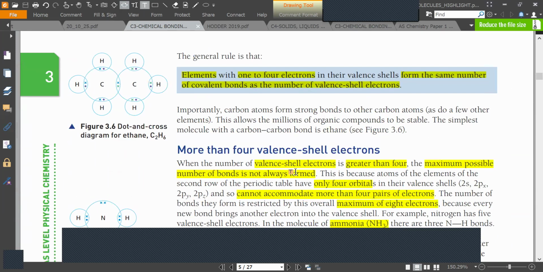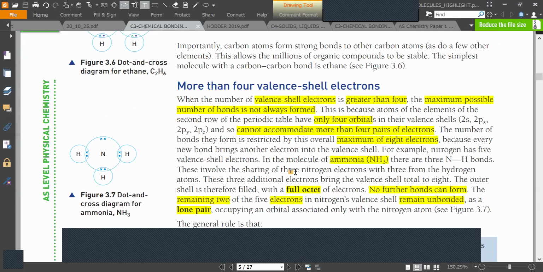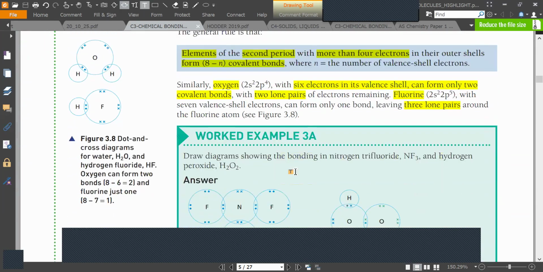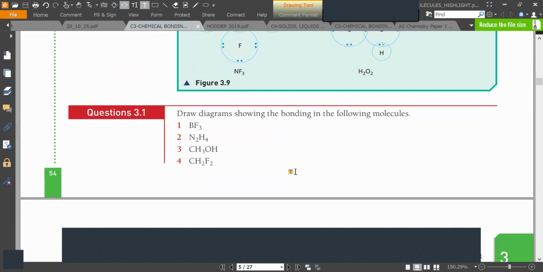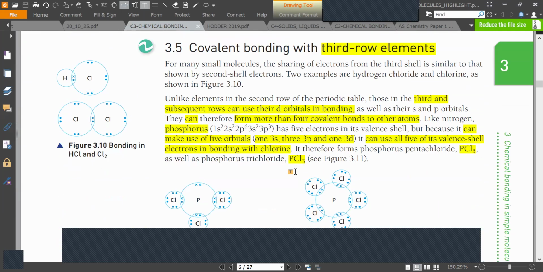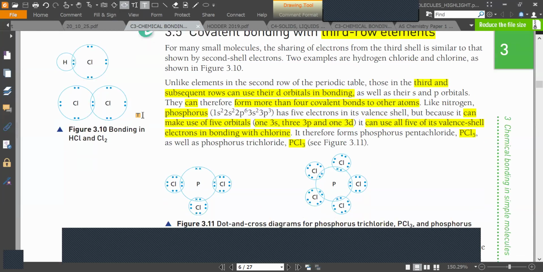So no problem. It becomes complicated when we have third row elements. Third row elements can have an expanded octet. What it means by expanded octet is that the third row elements also have the d orbitals: 3s, 3p and 3d, 5 orbitals. Example, phosphorus.